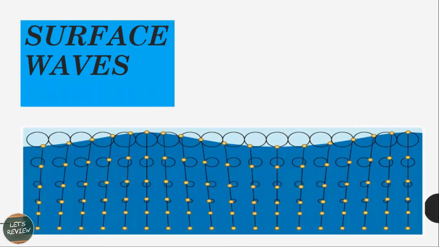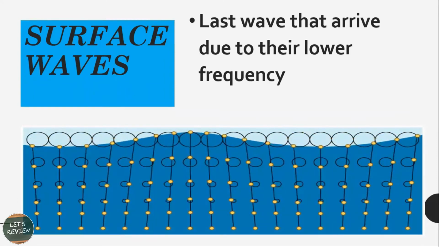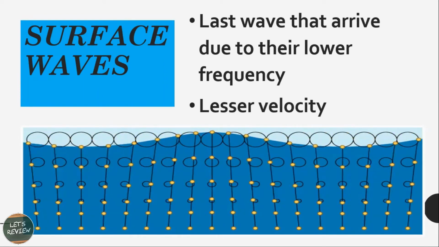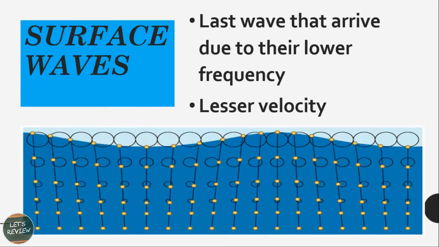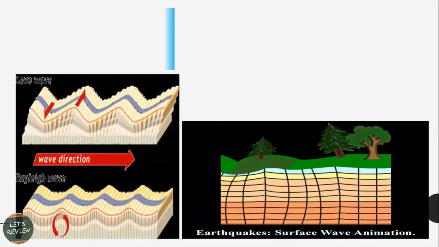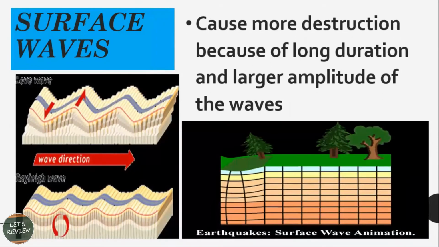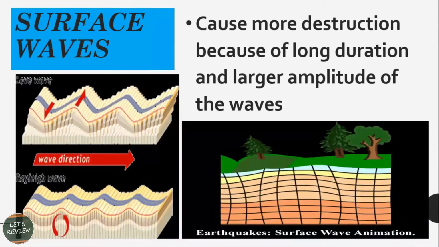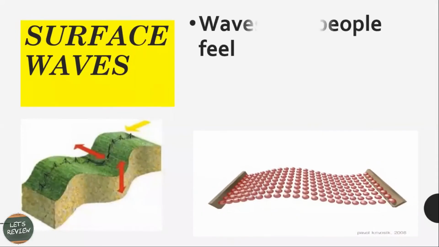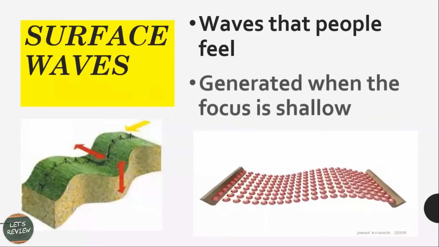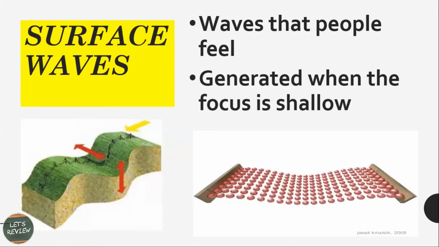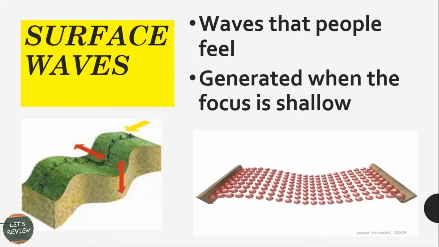Then the second type is called the surface wave. It is the last wave that arrives due to its lower frequency and lesser velocity compared to the body waves. The surface wave can cause more destruction because of the long duration and larger amplitude of the waves. It is the kind of wave that people feel, and it is generated when the focus is shallow.